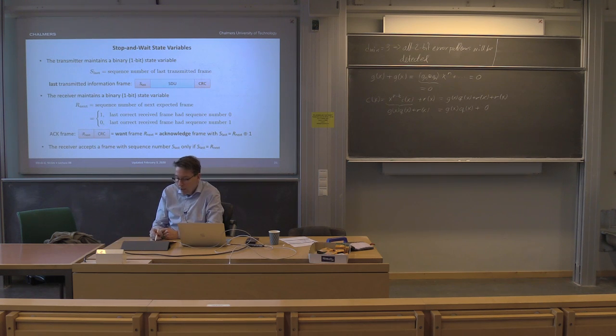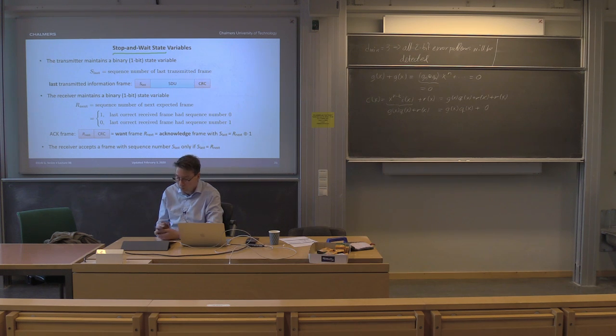In a protocol called stop and wait, which we will talk about now, the transmitter has a 1-bit sequence number. That state variable is called S last. The interpretation is that this is equal to the sequence number of the last transmitted frame. So the last transmitted frame will have a service data unit, some CRC bits, and among the header, it will have this sequence number, which is equal to the state variable. So this is the sequence number of the last frame sent.